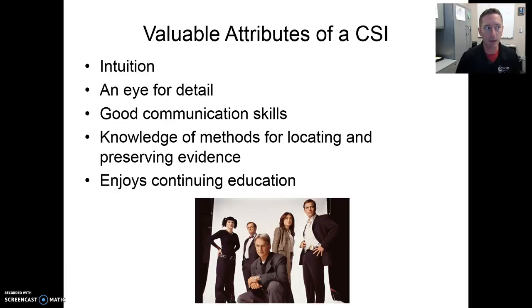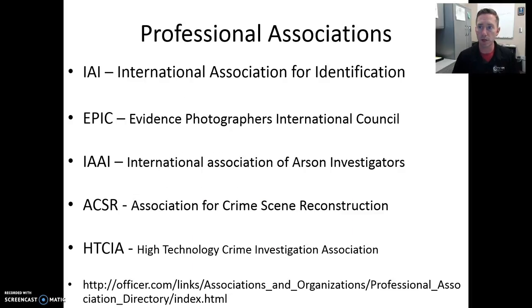All right. So for those of you who are forensic science majors, versus the CJ majors taking the forensic science class for their forensics credit, there are some professional associations you can look into. Those of you who see CSI as being a career path for you, take a look at the IAI, the International Association for Identification. They put out a lot of good information about what the job of a CSI is, and they're constantly researching and certifying new techniques. EPIC is for our photographic people, the Evidence Photographers International Council.